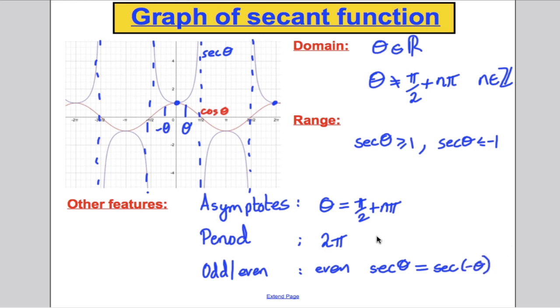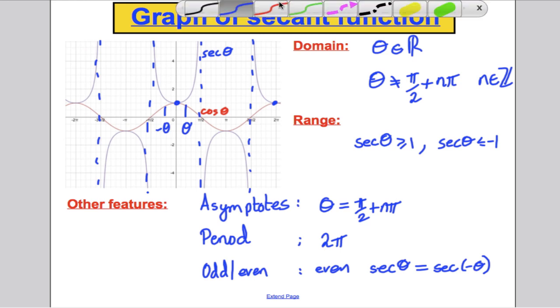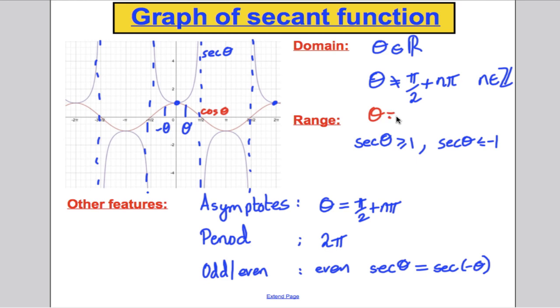Now, all of this as well is equivalent for degrees. So the domain in degrees, theta cannot be equal to 90 plus 180 times n. Same thing. And here the asymptotes would be at 90 degrees plus 180 n, and the period would have been 360 degrees. So I'm just doing it in radians because it's maybe slightly trickier, but you should be able to translate into degrees.